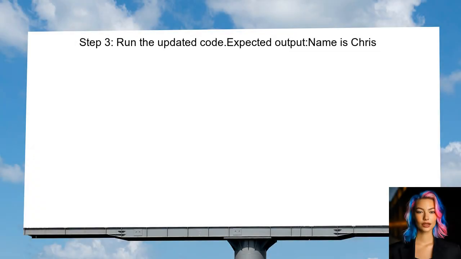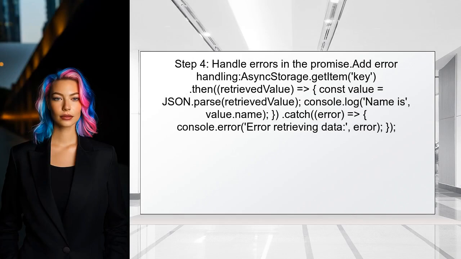Now, when the user runs this updated code, they should see the correct output for the name property. This is because the value is now an object, allowing access to its properties. Lastly, the user should always handle potential errors when working with promises. This can be done by adding a catch block to handle any issues that may arise during retrieval or parsing.